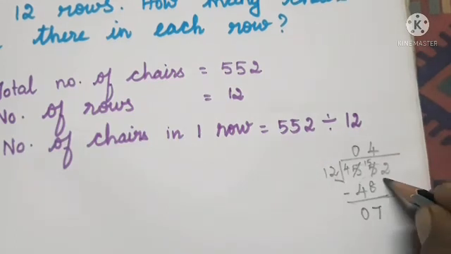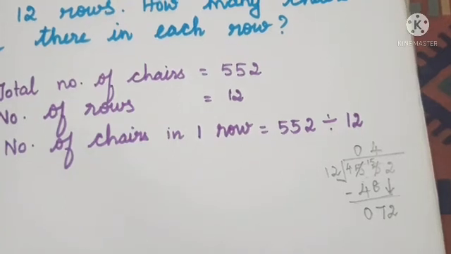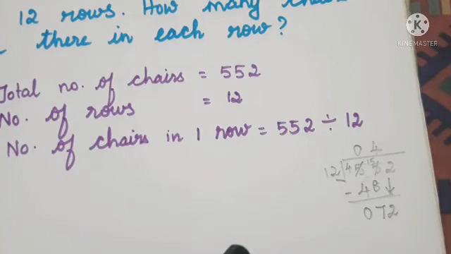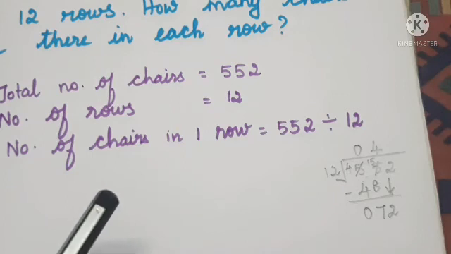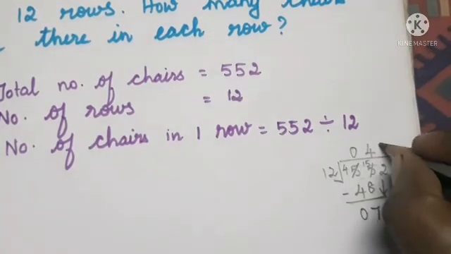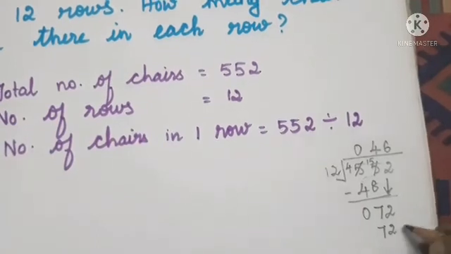Next we have the ones place value, that is 2. So we bring down the 2. Now 7 and 2 make 72. In 72, how many 12s are there? We can see the table of 12. 1 12 is 12, 2 12s are 24, 3 12s are 36, 4 12s are 48, 5 12s are 60, 6 12s are 72. 6 into 12 means 72 is the answer. You will get the product as 72.